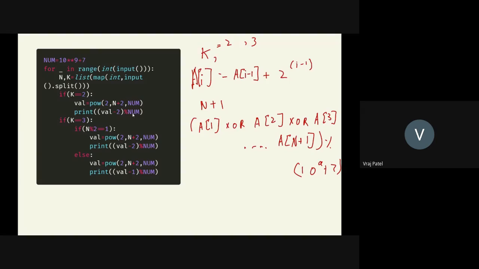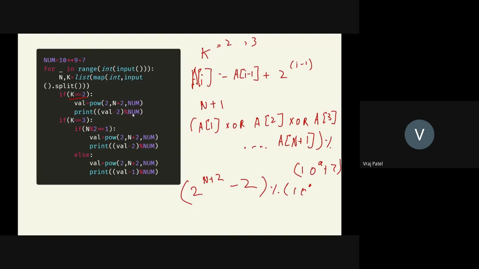There is some proof that you can do to get this formula, but it was intended that you actually try out some of these numbers and extract this pattern. So the pattern for k equals 2 is something like you do 2 raised to power n plus 2 minus 2, and then you print it modulo 10 power 9 plus 7.